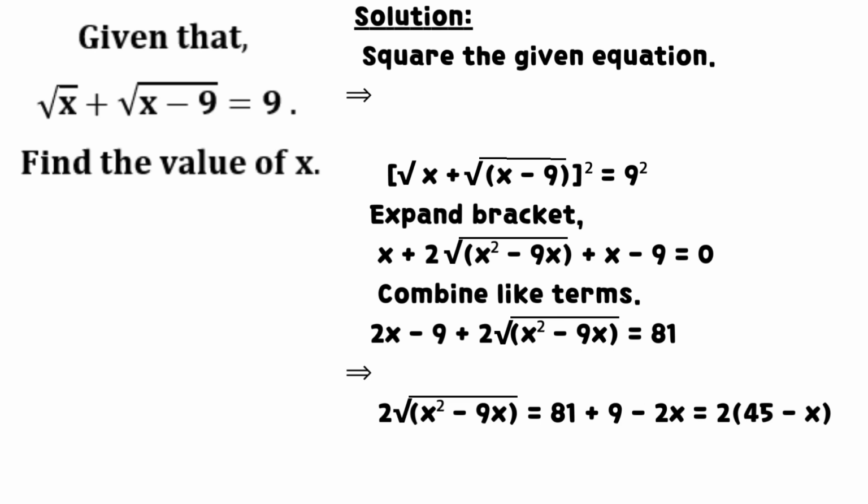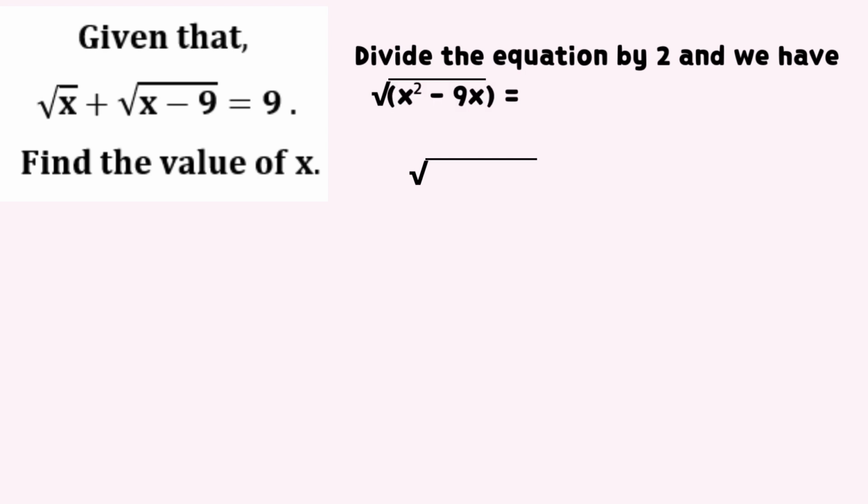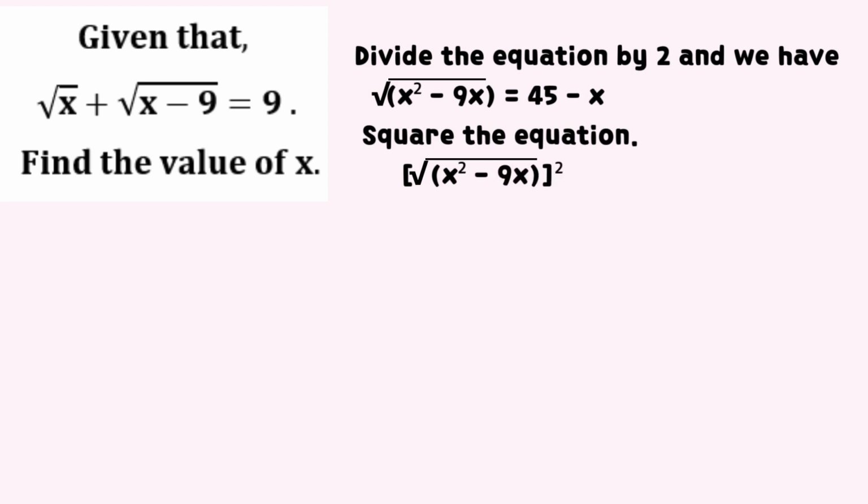We obtain that the product of 2 and the square root of the square of x minus 9 times x equals the sum of 81 and 9 minus 2 times x, which equals the product of 2 and 45 minus x. After simplification of values. Divide the equation by 2 and we have that the square root of the square of x minus 9 times x equals 45 minus x.